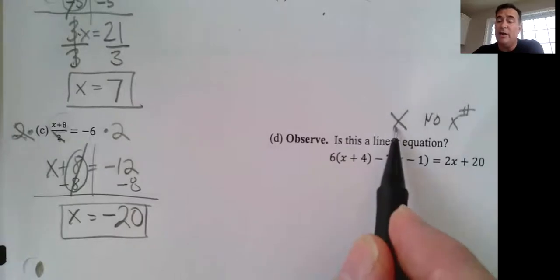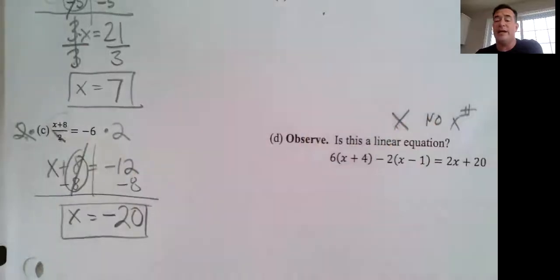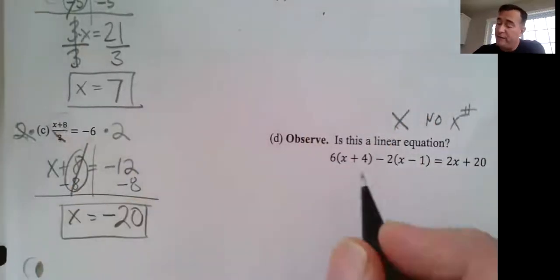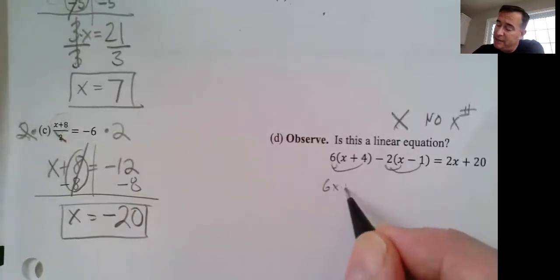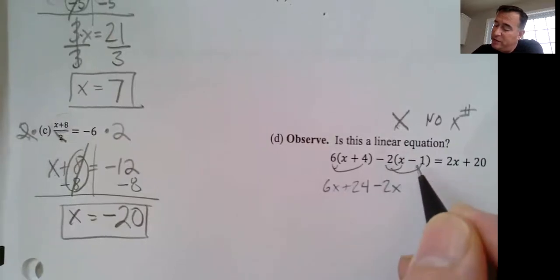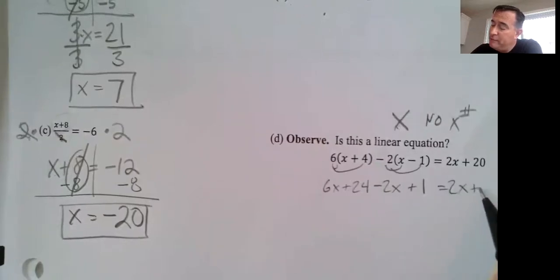So right now, that's what we want. This is linear. I'm going to do a quick simplification to see if, when I multiply things out and get rid of parentheses, anything becomes x squared. As long as it doesn't, we should be fine. So I'm going to distribute. This will be 6x plus 24. This will be negative 2x, and then a negative 2 times a negative 1 is a positive 1. And then I've got 2x plus 20.